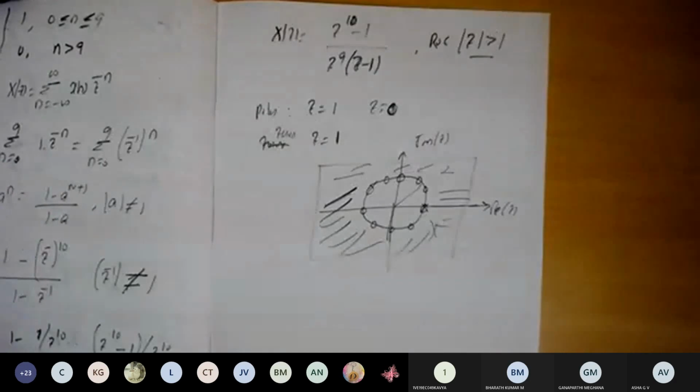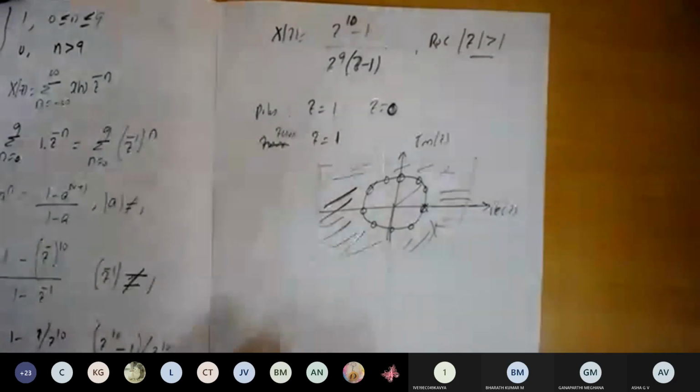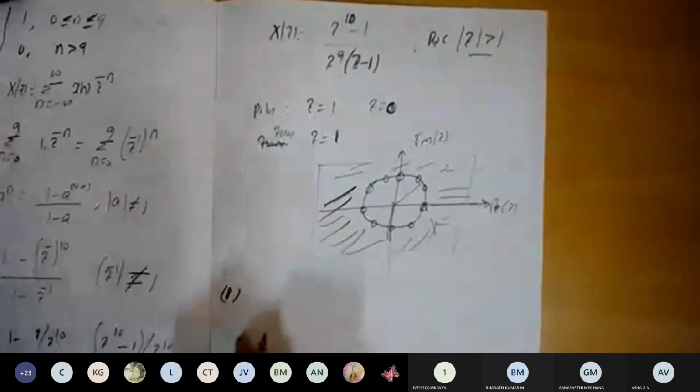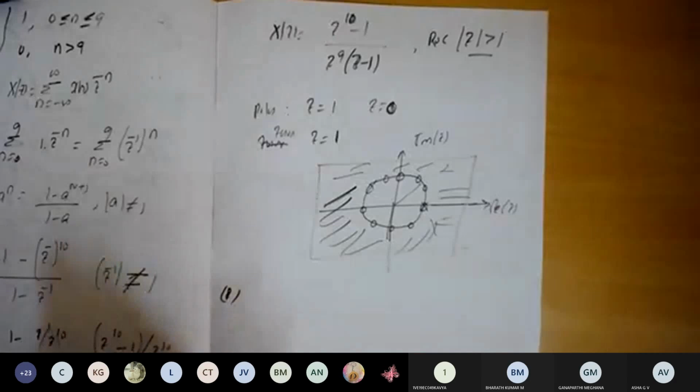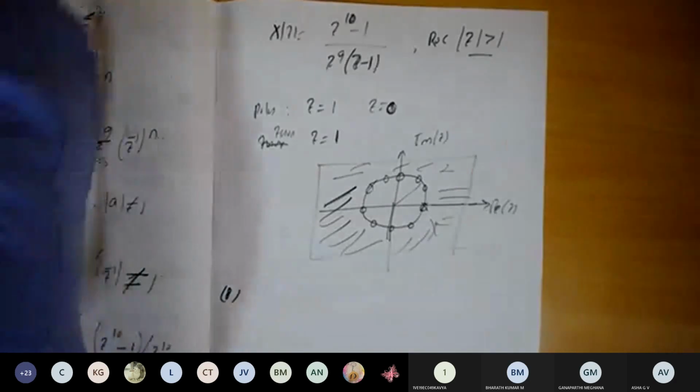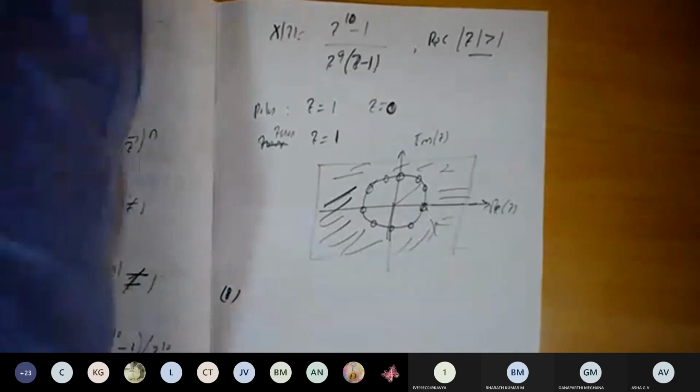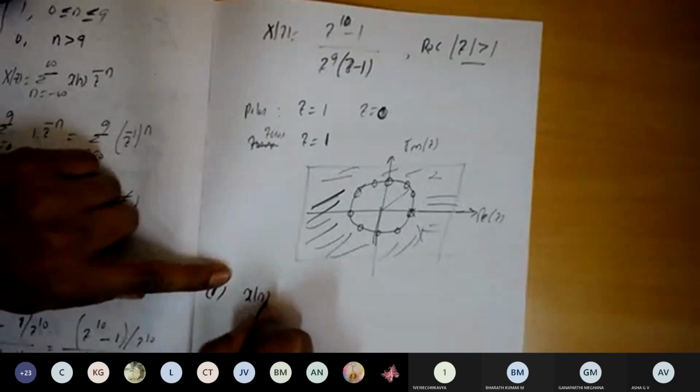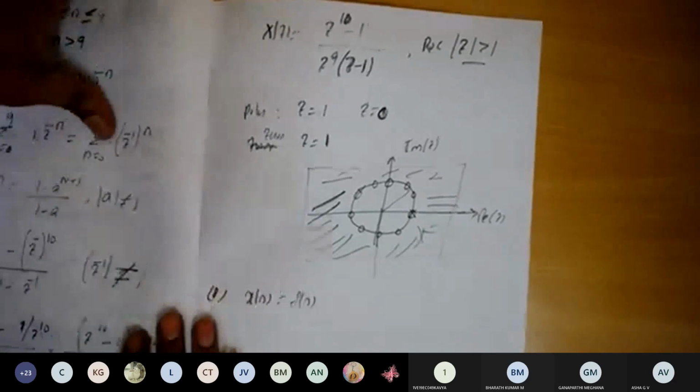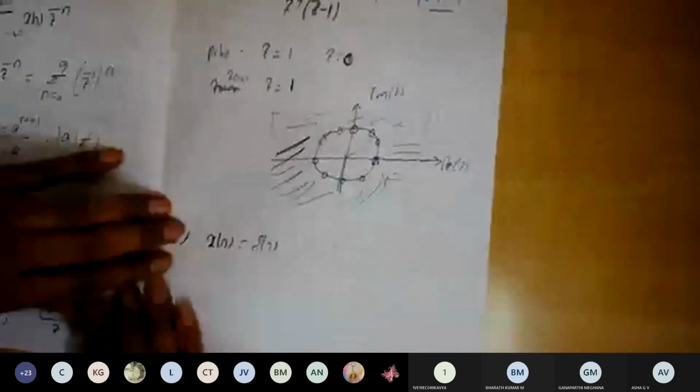So let us take the next problem. We will take some problems on the Z transform, some functions. Let us take the 8th one. Take x of n is equal to delta of n.